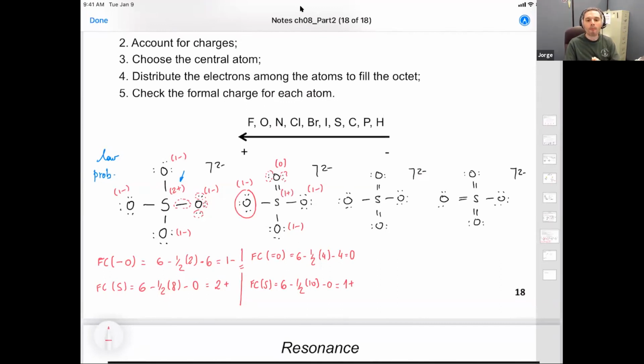So, making the double bond, we decreased the formal charge of the sulfur from 2 plus to 1 plus. Therefore, the second structure has a higher probability to exist. Let's analyze the third possibility and see if it will give us the higher number of zero formal charges, and then we make a decision regarding which structure is the most probable.